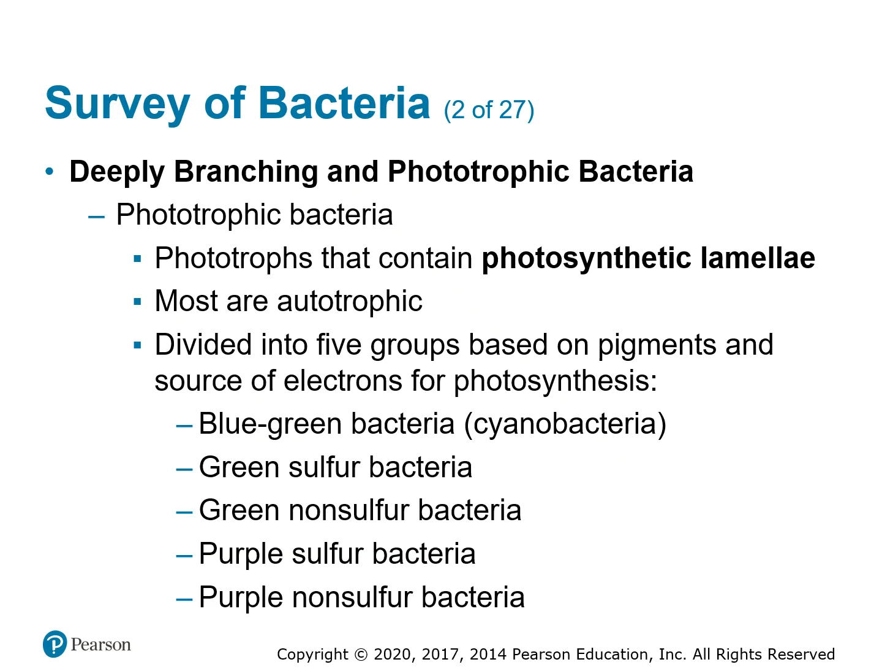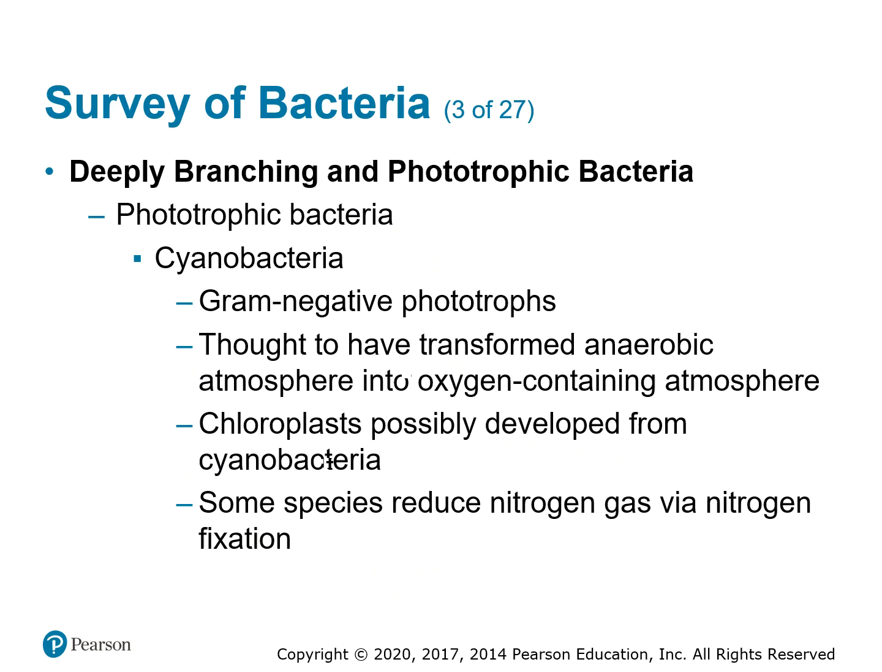So phototrophs contain photosynthetic lamella. Most of them are autotrophic. They divide into 5 groups based on their pigments and the source of electrons for photosynthesis. We have the blue-green bacteria called the cyanobacteria. We have green sulfur bacteria, green non-sulfur bacteria, purple sulfur bacteria, and purple non-sulfur bacteria.